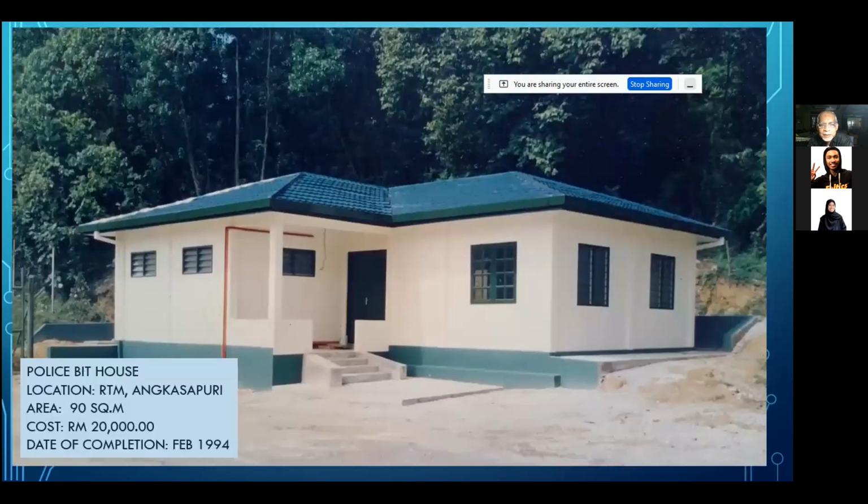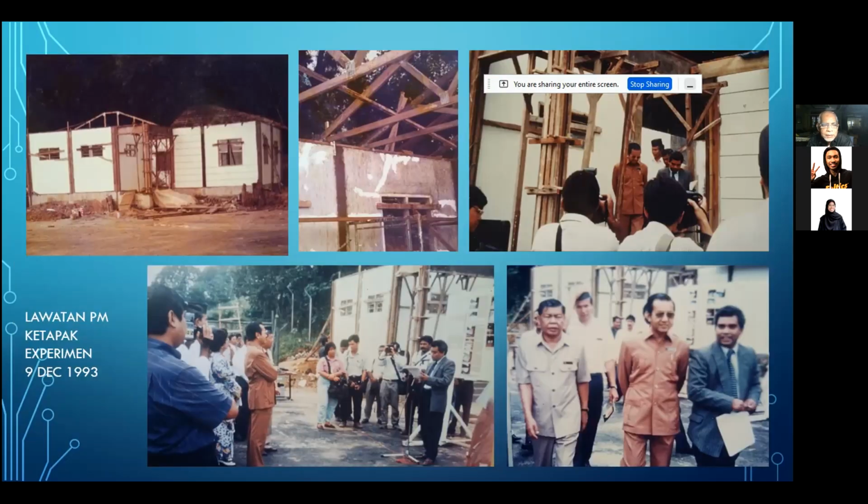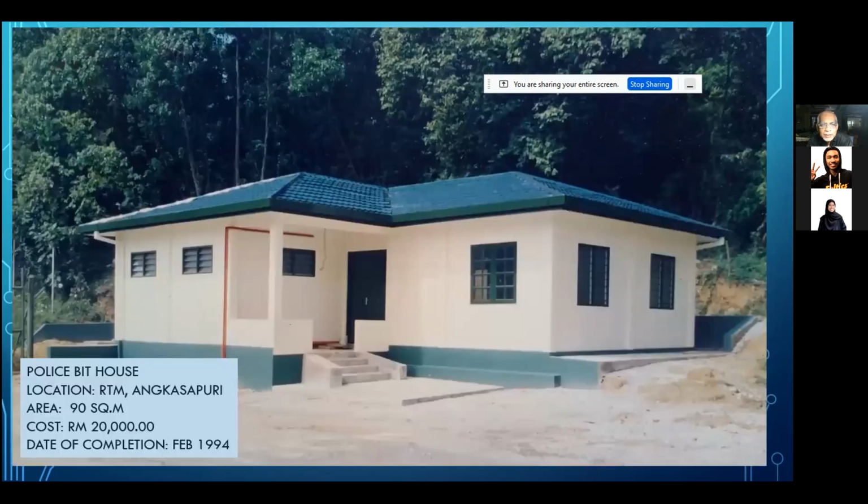This house was built very fast. The completion date is February 1994. At that time, Mahathir came. I think it was about the same experimenting period. It took slightly more than 3 months, about 3 months, just for experimenting at that time. So it's only about 900 square feet or about 1,000 square feet. You won't believe the cost was only 20,000.